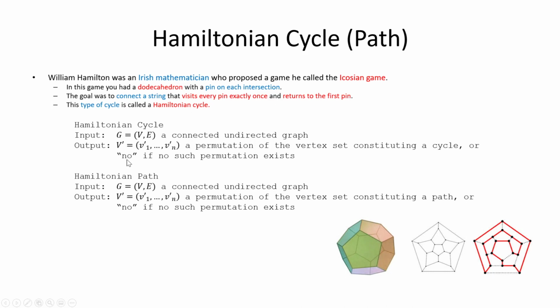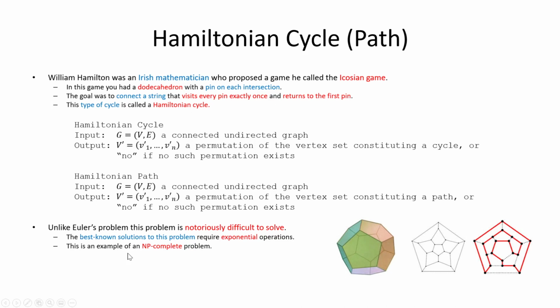Again, we can define two problems, cycle or path, whether we are talking about a cycle or a path. Every Hamiltonian cycle has inside it Hamiltonian paths, but not vice versa necessarily. And it turns out that unlike Euler's problem, where he found a solution in a pretty efficient algorithm, this problem is actually notoriously hard to solve if you have a large enough graph.